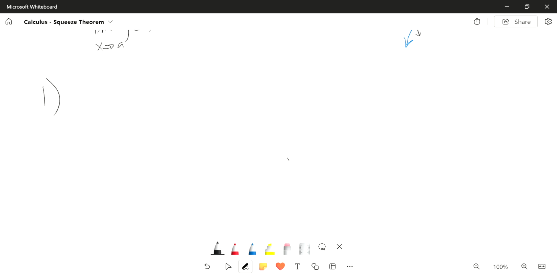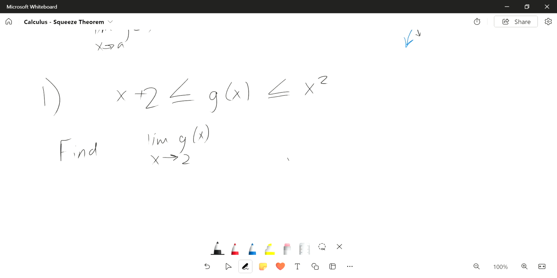So to start off with an example, say you have a function g of x, and it is in between x plus 2 and x squared. Find the limit of g of x as x approaches 2. So for this, you would want to find the limit of x plus 2 as x approaches 2, which would just be 2 plus 2, which is equal to 4.